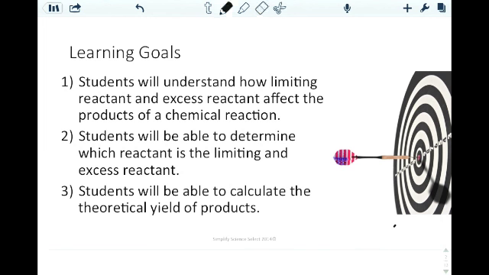So in the first one, we just want to have a general idea of what a limiting reactant and an excess reactant are going to do to the product. Will they increase the yield of the product, or limit the yield of the product? The second thing, we want to be able to determine which one is limiting and which one's excess, because that all goes into the calculation of the theoretical yield, which is the mathematical yield that is possible. So it's the possibility on paper. It's not what we actually get in the lab, but theoretically, that's what we should be able to get when we go to the lab.